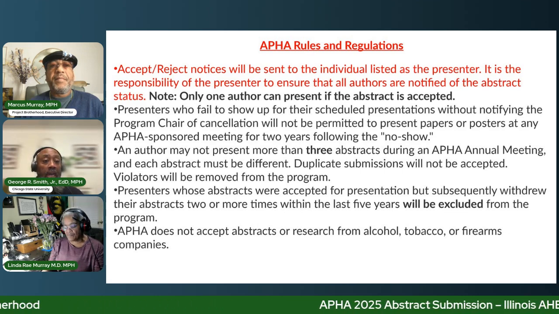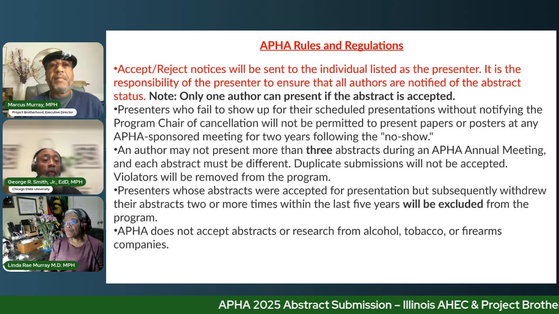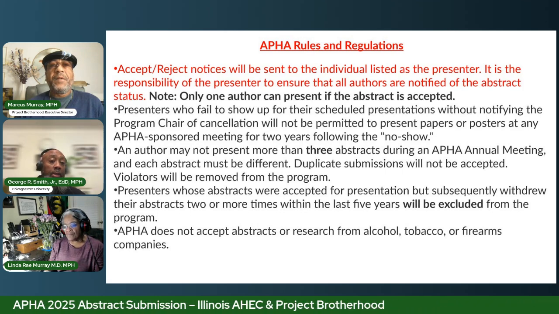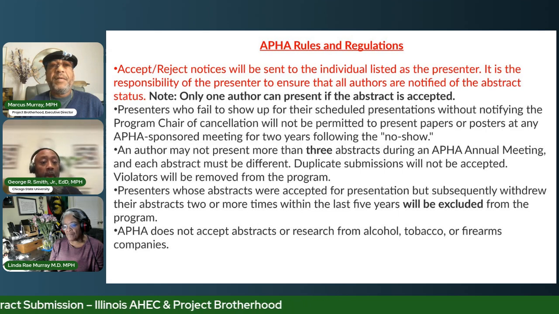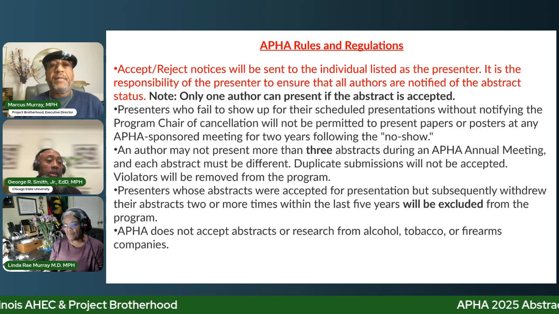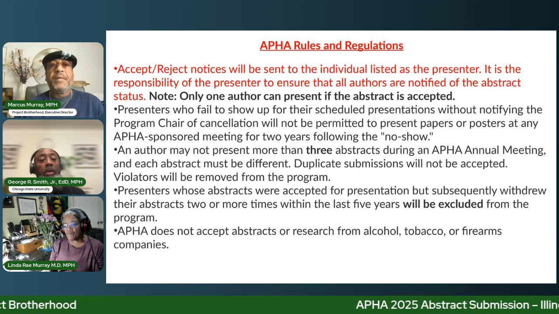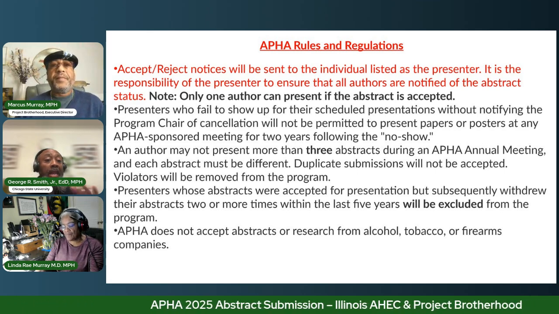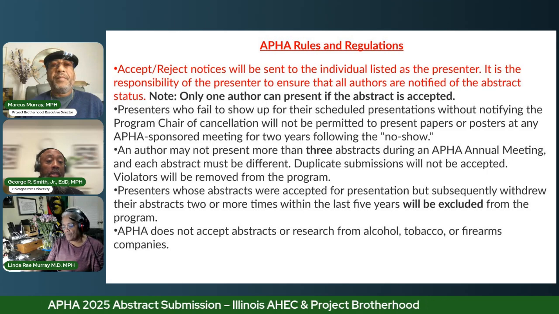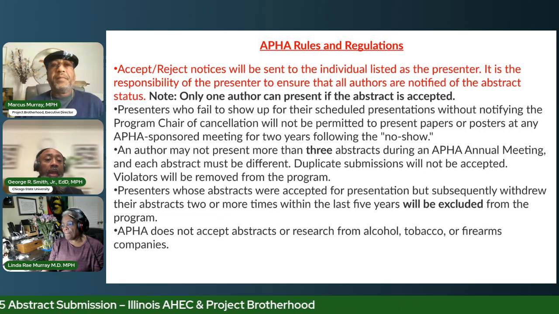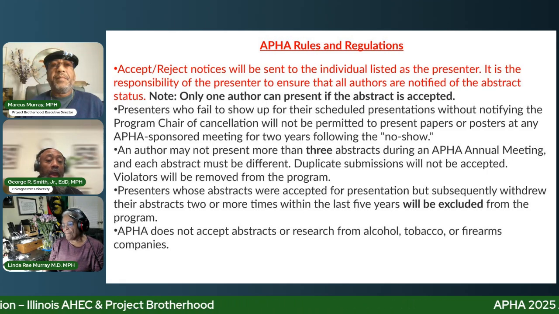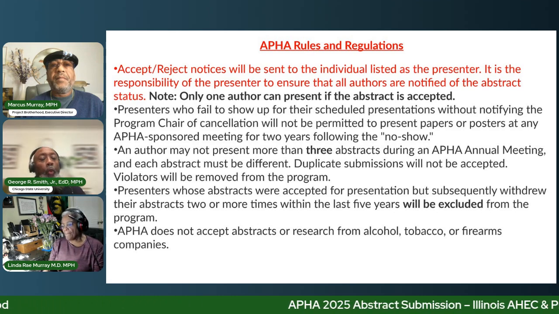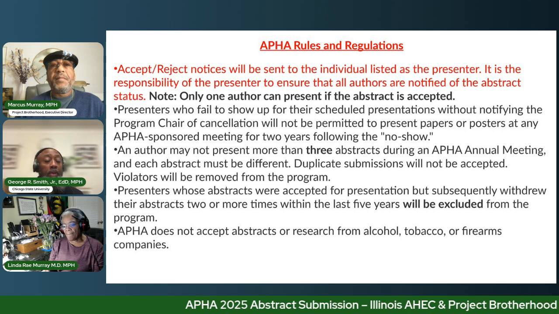So always check. It's around June 5th, give or take, or June 3rd, when those letters come out. Check your spam, and check your email, and you can always reach out to the section that you submitted to, but you also can reach out to the American Public Health Association. They will have a number and an email address on their webpage. Now, this is something that we just have to be realistic about. If you fail to show up without notice, that may affect you presenting further.